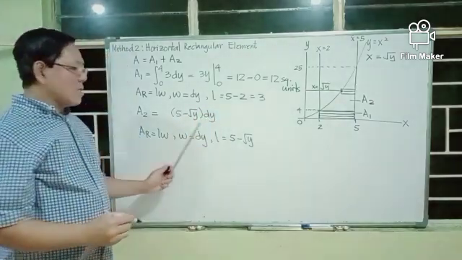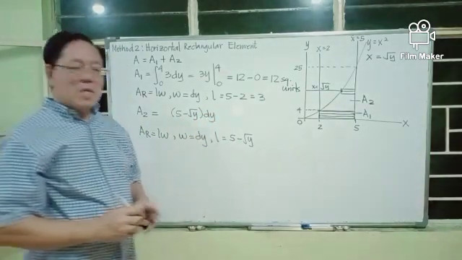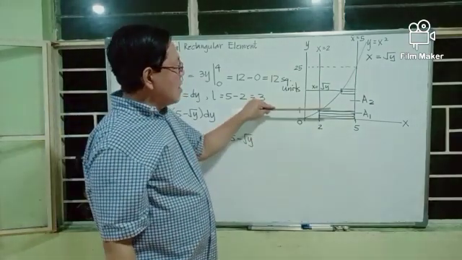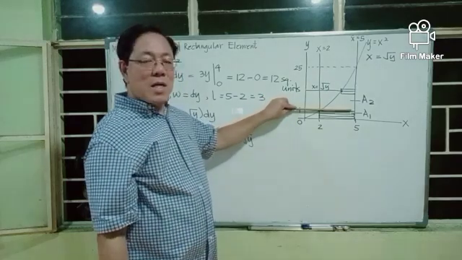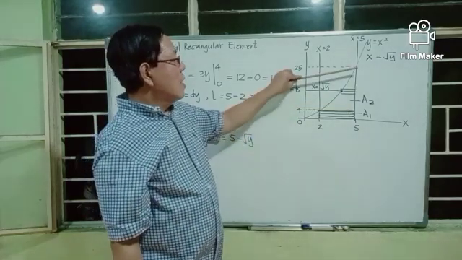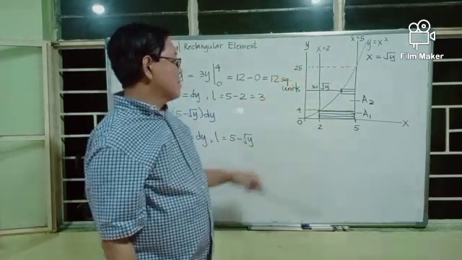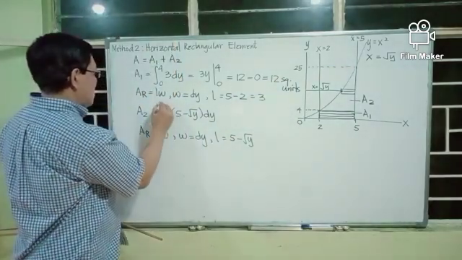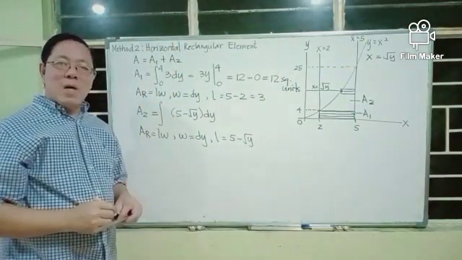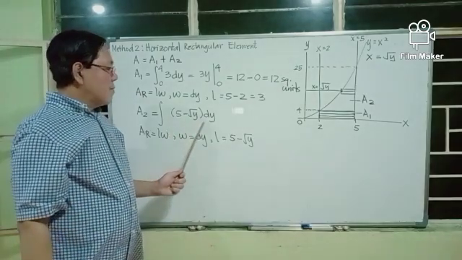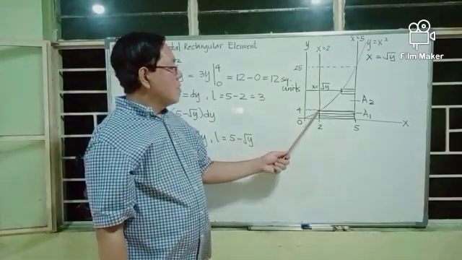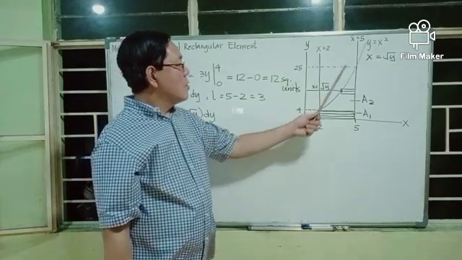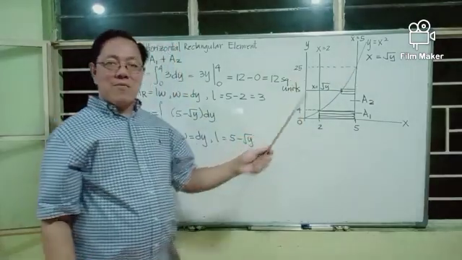And we integrate this expression, that is, we actually get the sum of the areas of the horizontal rectangular elements from this point up to this point. That is, we evaluate this expression with respect to y from y is 4 to y is 25.